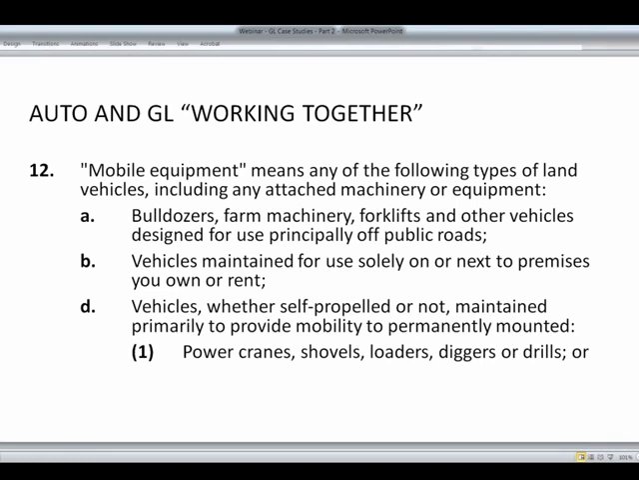The other one that might be involved is under D, vehicles, whether self-propelled or not, maintained primarily to provide mobility to permanently mounted equipment. Key here is self-propelled. And the two that we'll talk about later are power cranes and drill rigs. These are the heavy haulers who will have a crane. The crane moves from job site to job site. They move on the highway. We've all seen them on the highway, and most of the time, in most jurisdictions, they have to be licensed for the road.